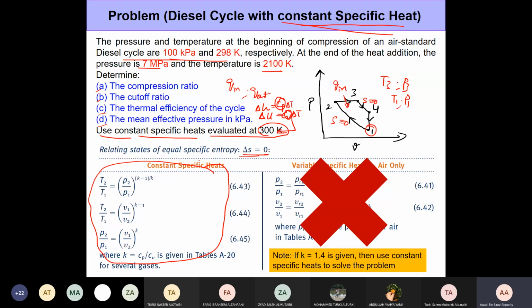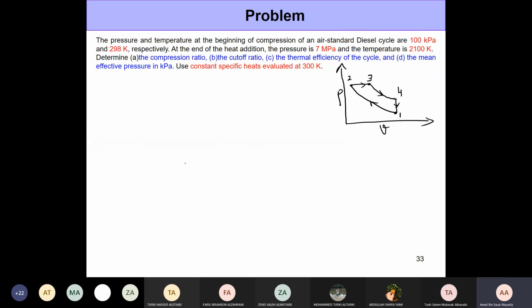All right. So let's go ahead and look at what we did for the compression ratio, and then we will talk about how to go ahead with that. We already covered the compression ratio part in the last class, so I'm going to do it a little bit quickly, and then we'll move on to the cutoff ratio. But of course, if you have any questions, feel free to stop me.